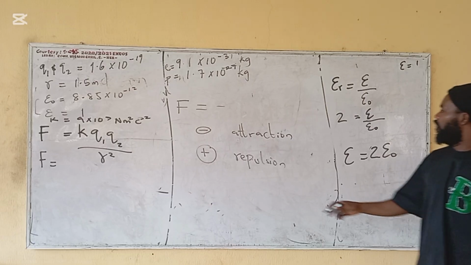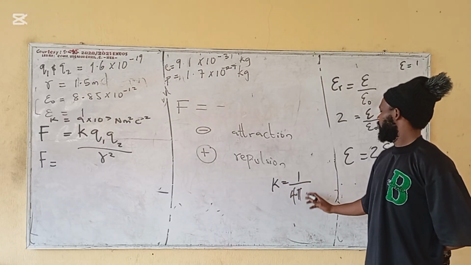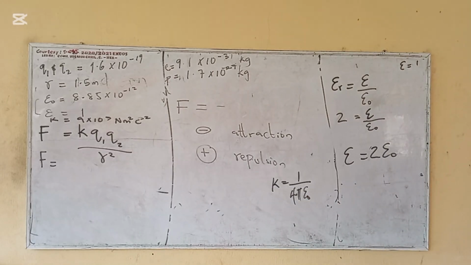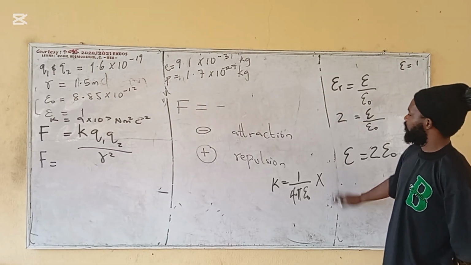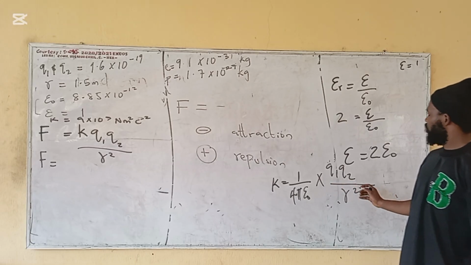I'll make room for K, which is equal to 1 over 4 pi permittivity of free space, shall we? Multiply by Q squared. You're supposed to give the same answer as the previous one. Then I now have times Q1, Q2, all over R squared, shall we?